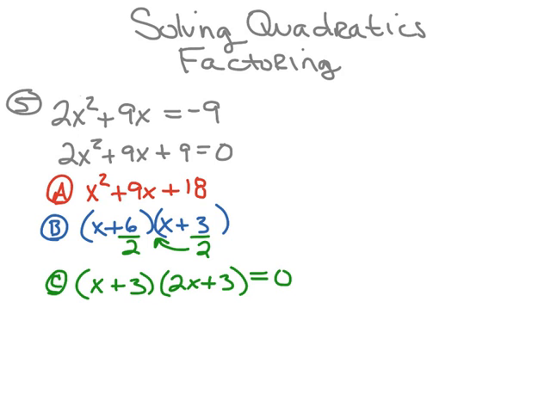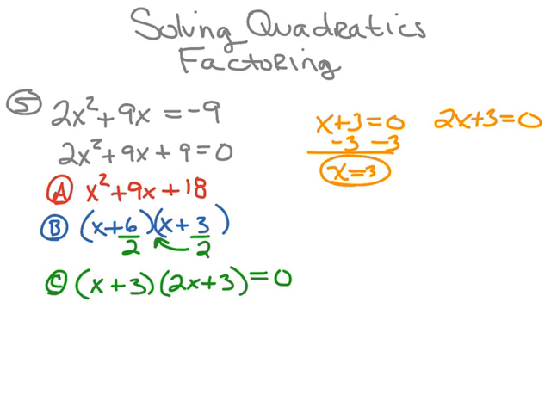Now I'm not done yet. I still got to take my two factors, which are the x plus 3, set it equal to 0. I've also got to take my 2x plus 3, set it equal to 0, and solve for the x. So this first one here, we're going to subtract 3, and 0 minus 3 is a negative 3. So one of my solutions is negative 3.